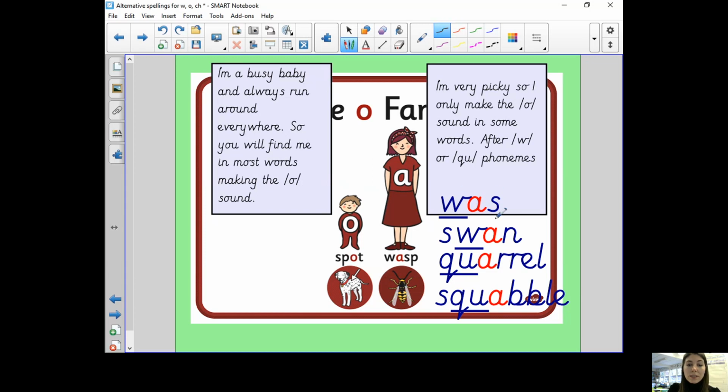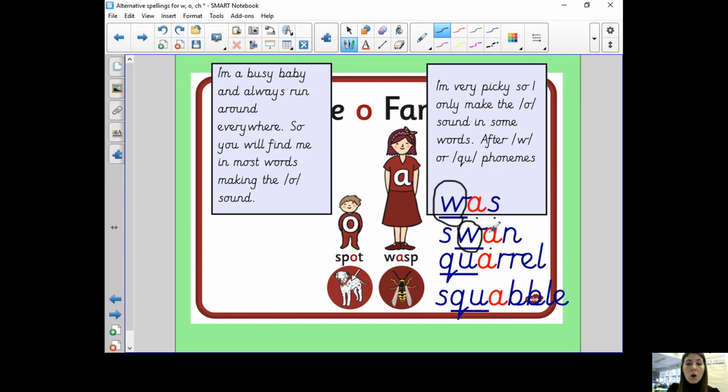So let's have a look here. This is the word, we know this one because it's a tricky word, was. If we sound talk was, I hear a w, and then I've got my O, s, was. Now in was, the letter A is making the O sound because there is a w sound just before it. It's the same with this word here. We've got a w sound, and then the A is making the O sound. Let's sound talk this word.